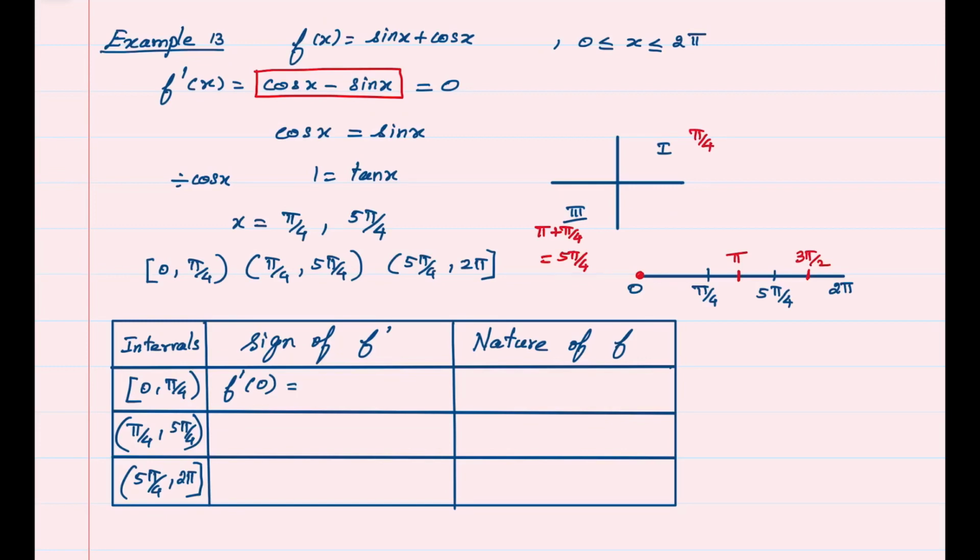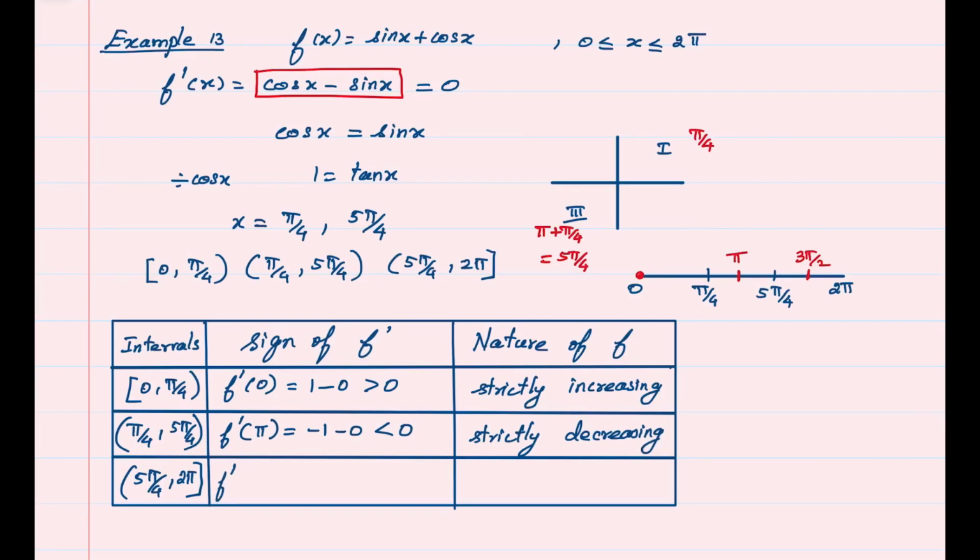F dash of 0: cos 0 is 1, sin 0 is 0. The answer is 1, which is greater than 0. Therefore, f strictly increases in this interval. Now for the second interval, we will substitute pi and check. Cos pi is minus 1 and sin pi is 0. Therefore, the answer is less than 0. F of x strictly decreases in this interval.